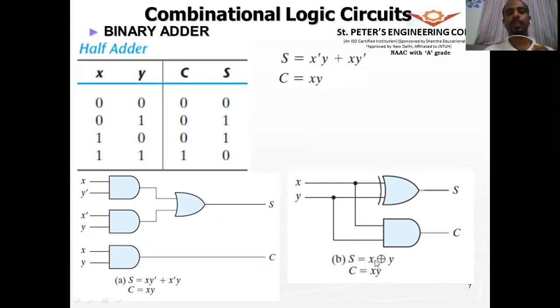So that is what we have shown here. So this is a half adder. Why is it called a half adder? It does not add the carry that resulted from the previous addition. See, now when we are adding here, it has generated a sum and a carry.